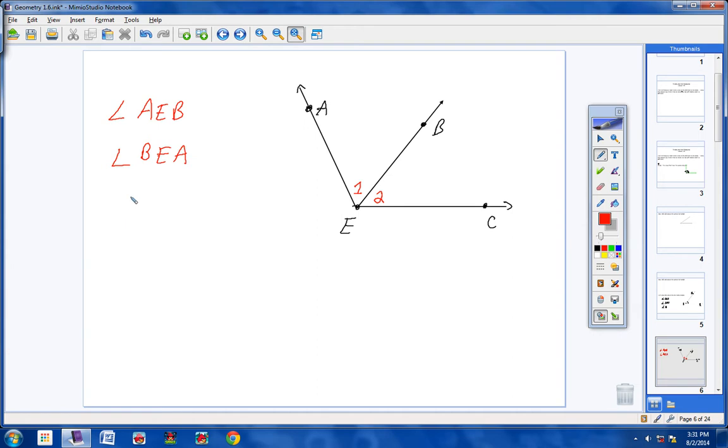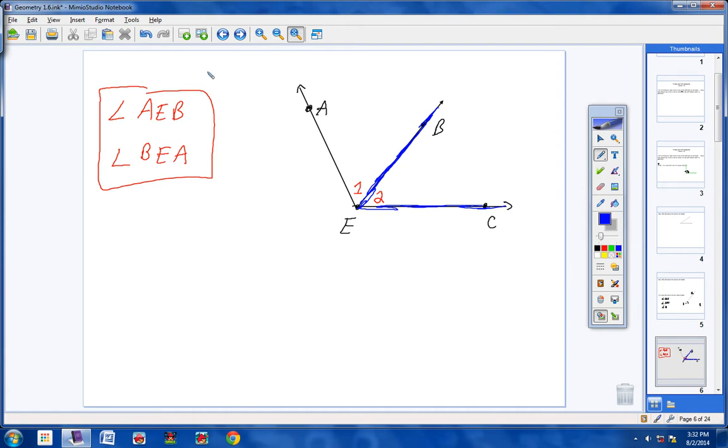Both of those are acceptable. I could not call it angle E, because if you said angle E, I would not know if you're referring to angle 1 or angle 2. Okay, so there we named angle 1. Now let's give angle 2 a name. Now here's angle 2. Comes down to here and then over to here. Everybody see that okay?